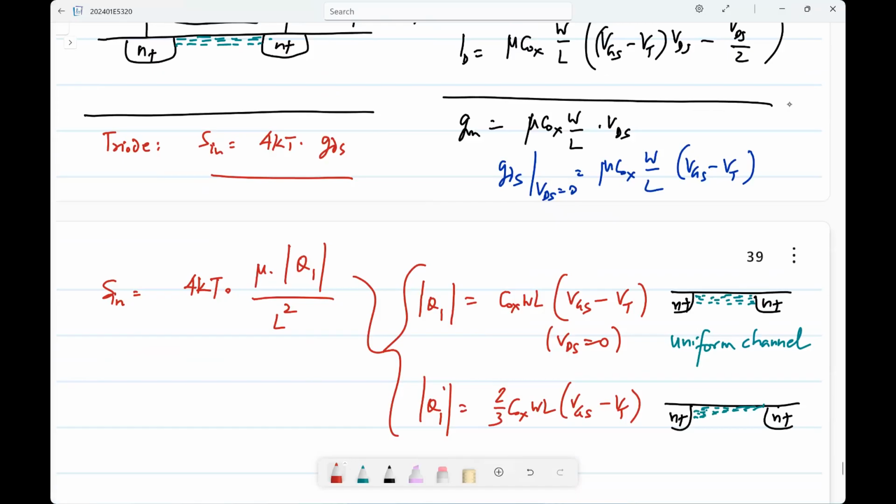Any questions here? Does it even have dimensions of conductance? I don't think so. Yeah, I guess so. It is. I can say that it represents GDS in the triode region, GM in the saturation region.